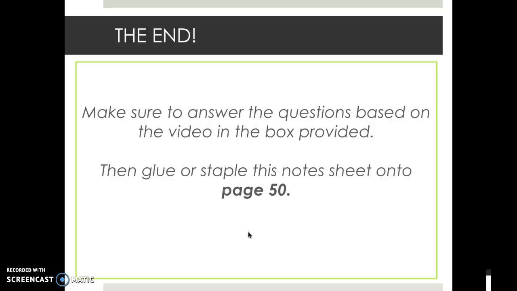But now that we're finished with our notes, I want you to go ahead and glue or staple these notes onto page 50 in your notebooks. And once you're done with that, you can raise your hand and I will come around and stamp you off for your note sheet. Make sure to keep these notes out, your notebook open to this page, as they'll become very handy as you answer the review questions in your lab packet.